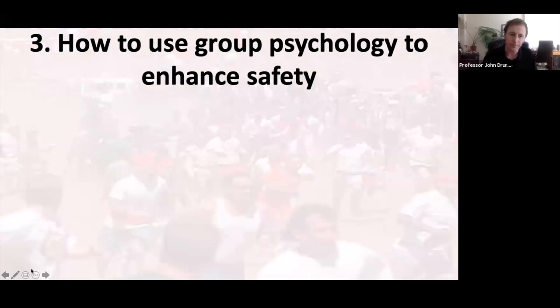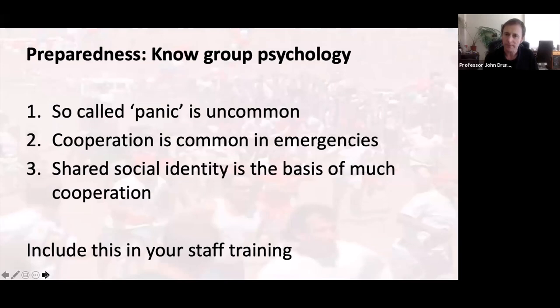So my first suggestion, in relation to preparedness, is simply to know group psychology. If you go back to my earlier slides, including my slides on how people behave in emergencies, use that. Know that so-called panic, people behaving in a disorderly way, is actually uncommon within events and between events. Know that cooperation is more common in emergencies. And know also that shared social identity is the basis of much of that cooperation. That is not an add-on, that should be fundamental, I think.